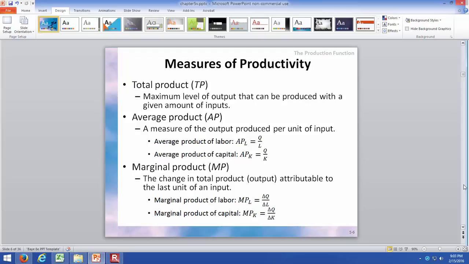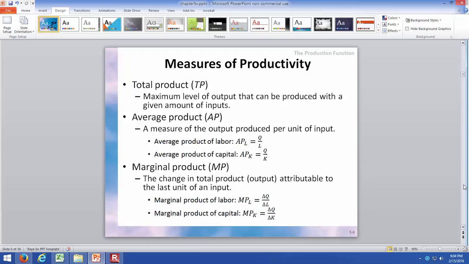Now when you talk about productivity, what are the different measures of productivity? So here the total product is the overall output, or the maximum level of output that can be produced with a given set of inputs. We are assuming that the inputs are fixed, and given that, what is the most we can produce?